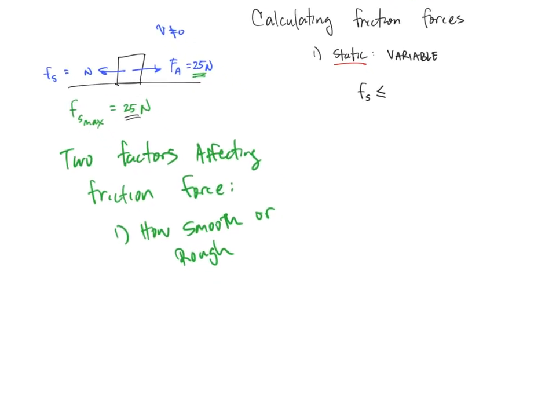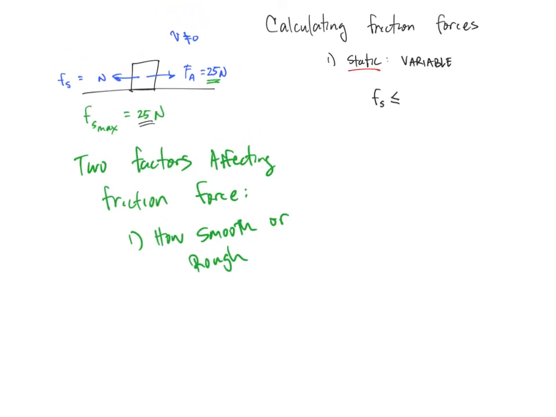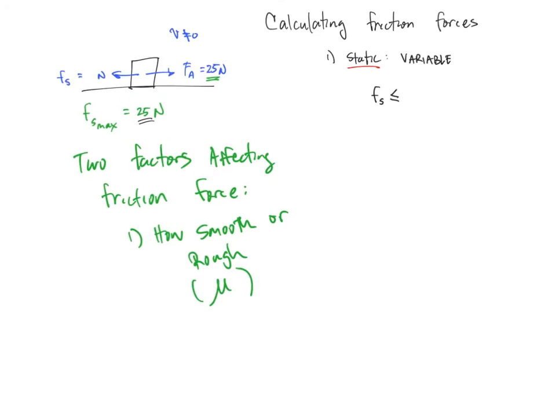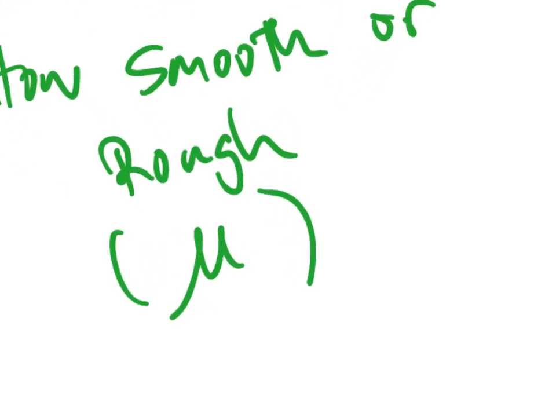And the symbol we use to write how smooth or rough it is, is a Greek letter called mu. I want to zoom in and take a look at this. This is the Greek letter mu. It's almost like a U with a long tail in the front, like this. That's the Greek letter mu.